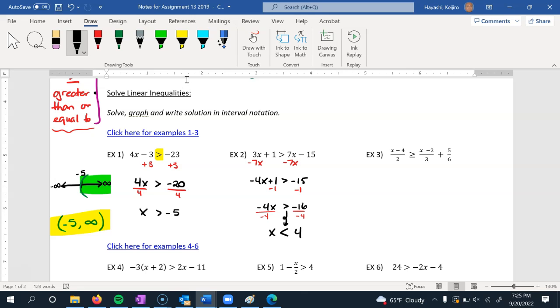Wait. What? Okay. Maybe this will help, and maybe it won't because I'm just thinking of it now. So 1 is greater than 2. No, what am I saying? 1 is less than 2. 1 is less than 2, right?